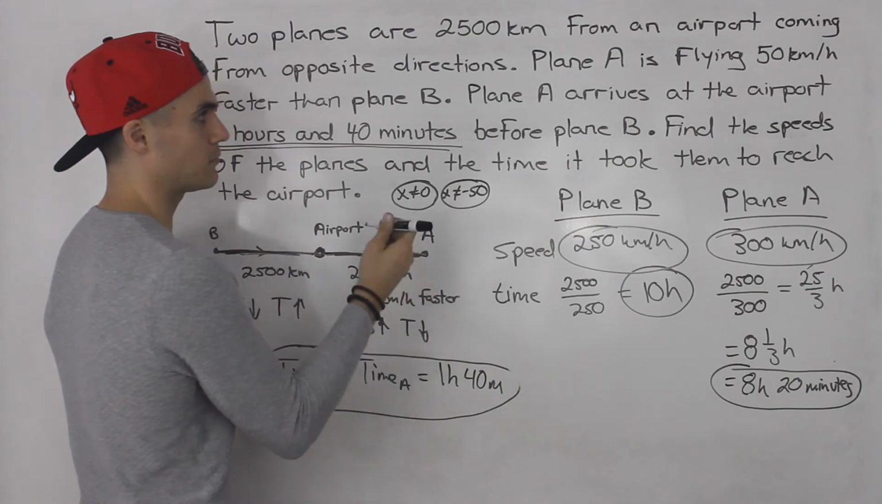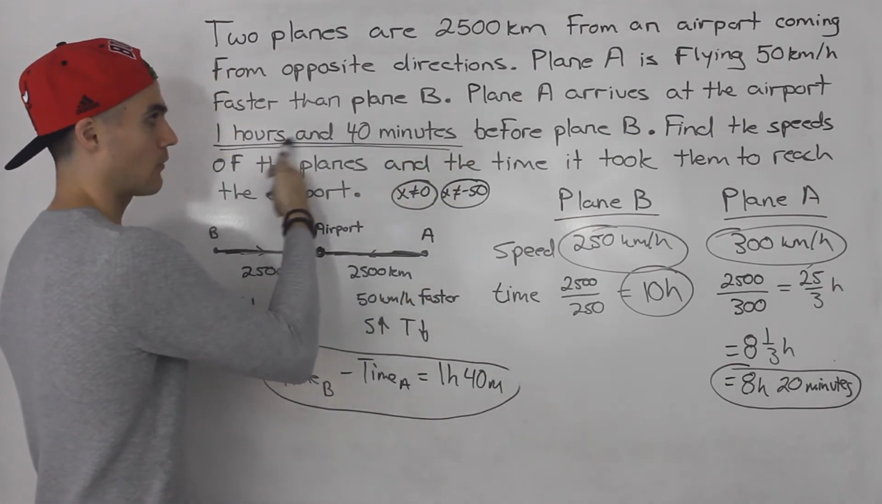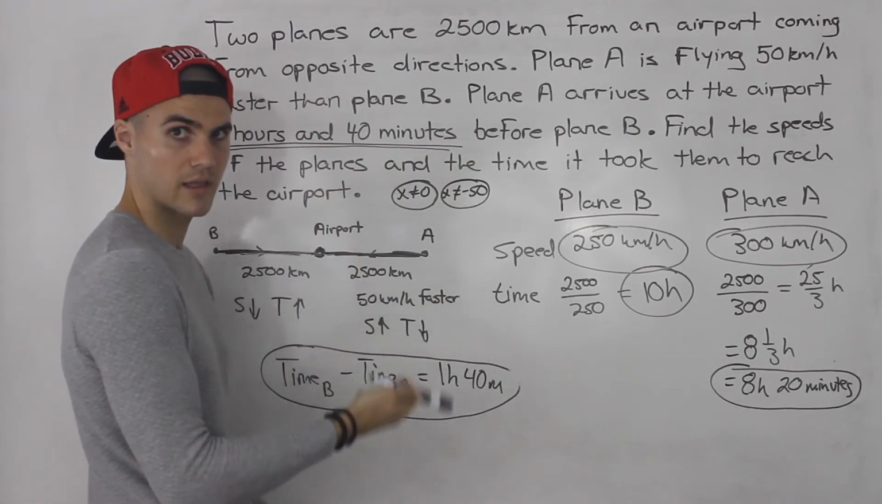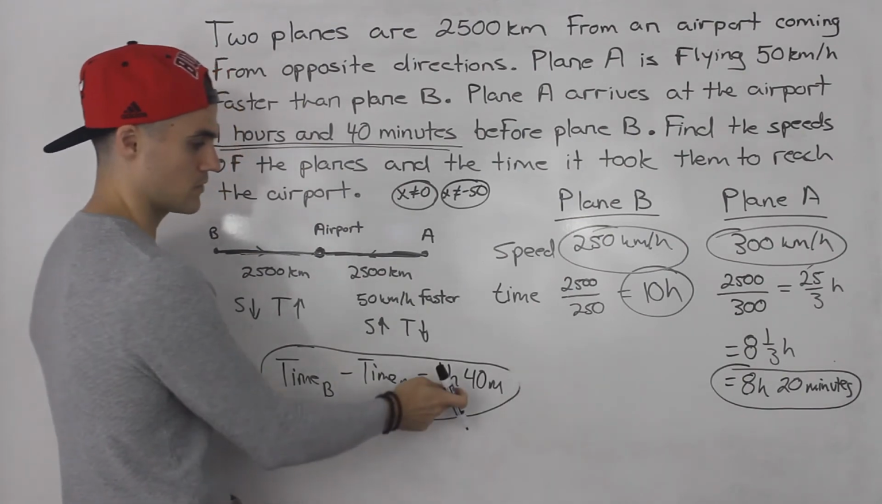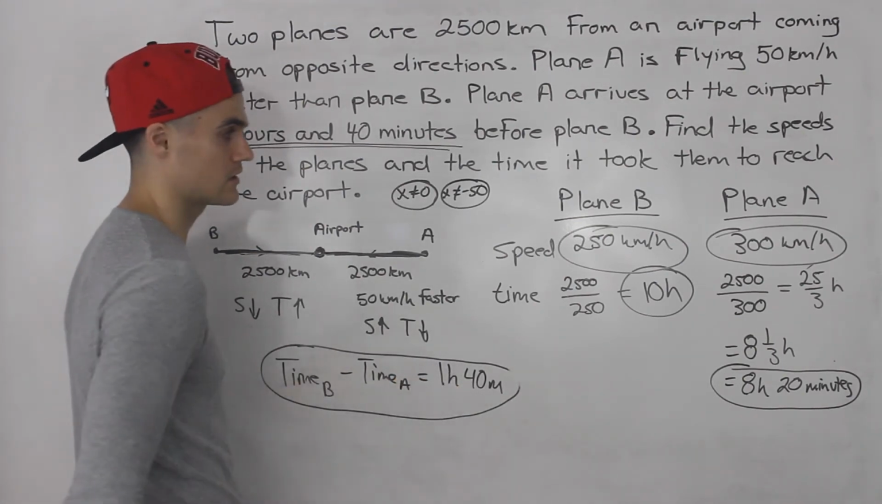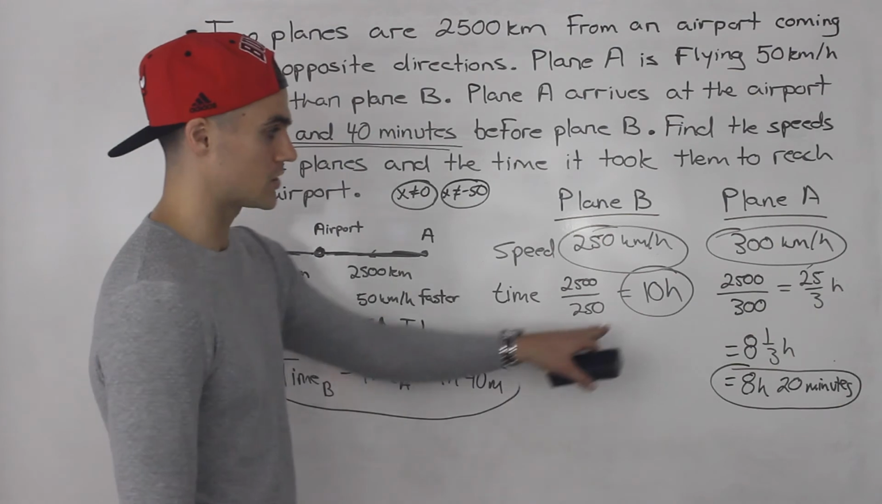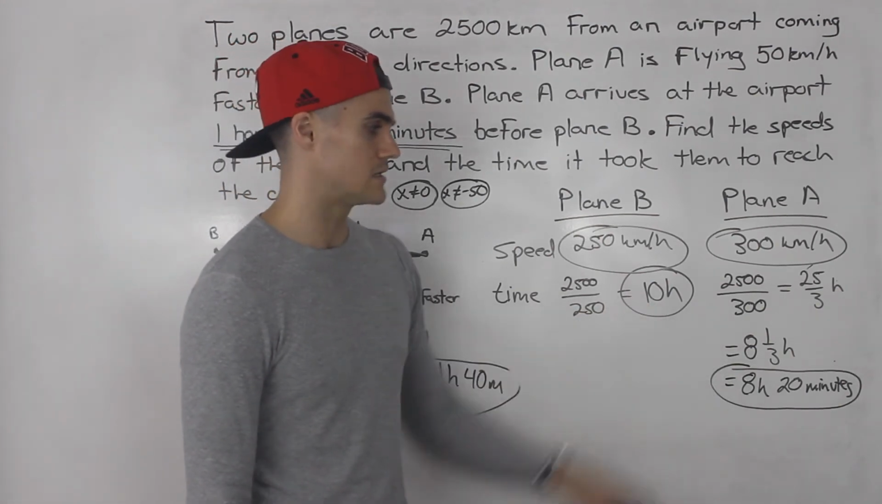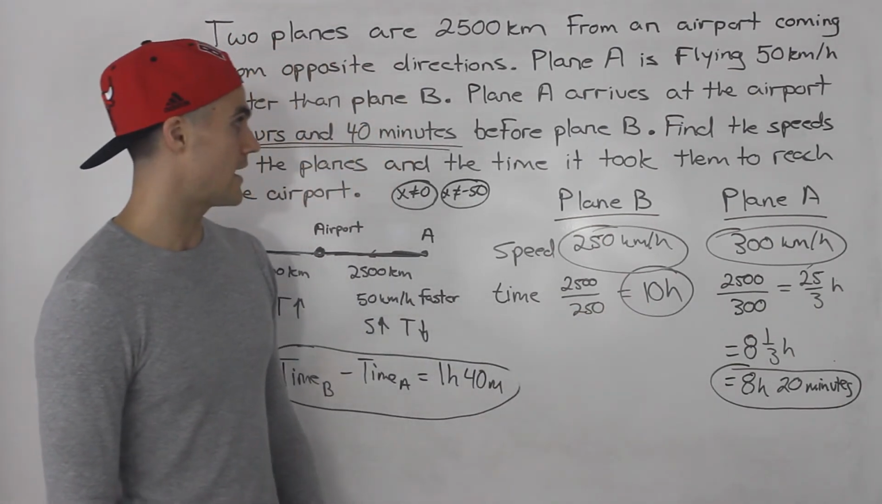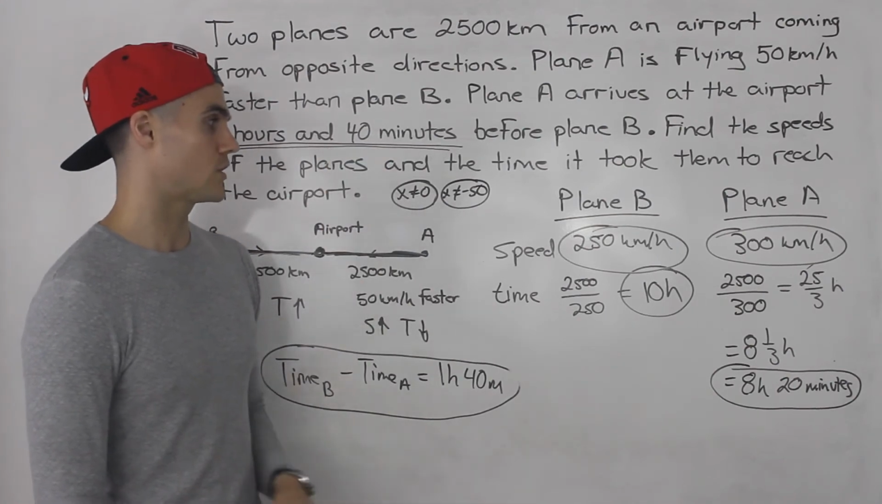And we were told that plane A is going to arrive at the airport an hour and 40 minutes before plane B, right? That's what we inputted originally into the general equation. And we could check that with our answers. 10 hours minus 8 hours and 20 minutes, that is a difference of an hour and 40 minutes.